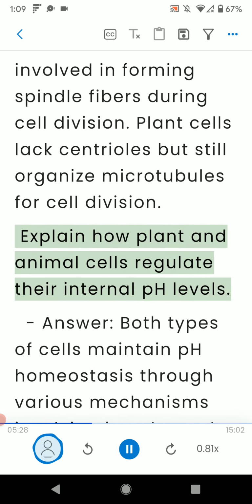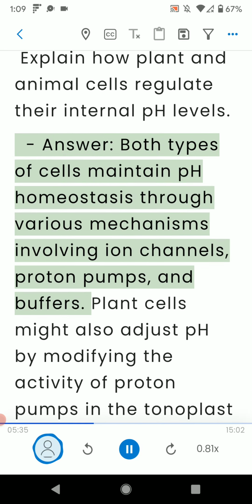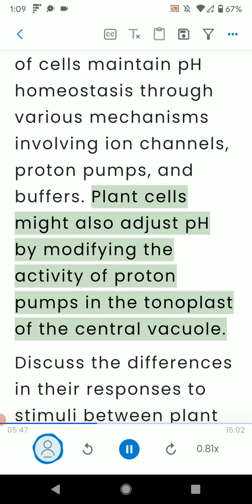Explain how plant and animal cells regulate their internal pH levels. Both types of cells maintain pH homeostasis through various mechanisms involving ion channels, proton pumps, and buffers. Plant cells might also adjust pH by modifying the activity of proton pumps in the tonoplast of the central vacuole.